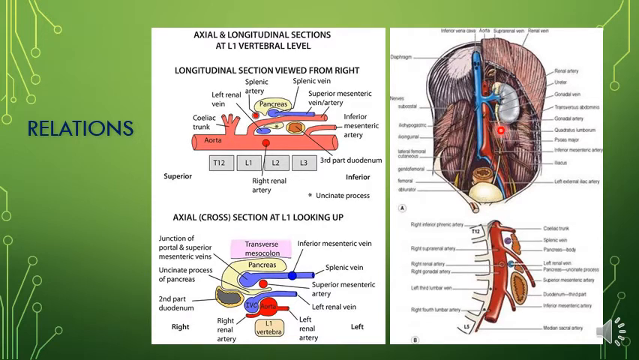Right, so the relations on the left side are the left crus of the diaphragm, left celiac ganglion, and duodenojejunal flexure. Here the duodenum will continue as the jejunum, so that is seen towards the left side of the aorta. The duodenojejunal flexure lies opposite the L2 vertebra mostly. And then the left sympathetic trunk and inferior mesenteric artery with its ascending and descending branches. So these are the relations on the left side. So we have seen the relations anteriorly, posteriorly, towards its right side, and on the left side.